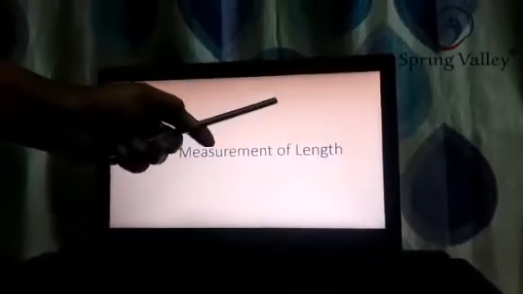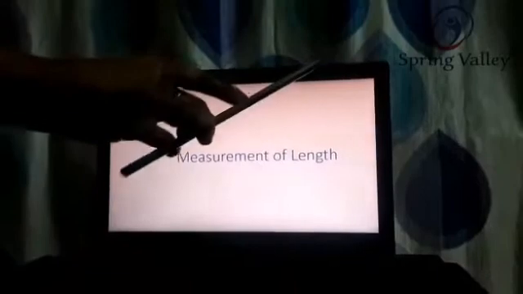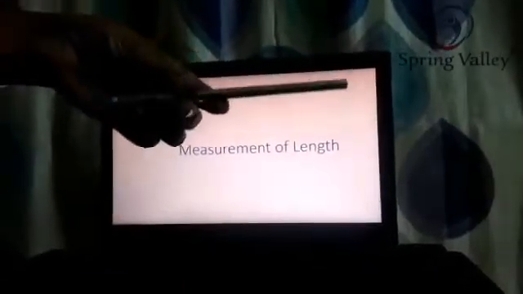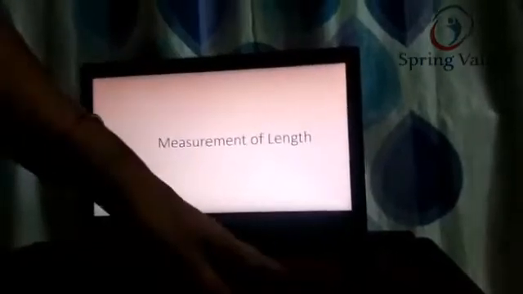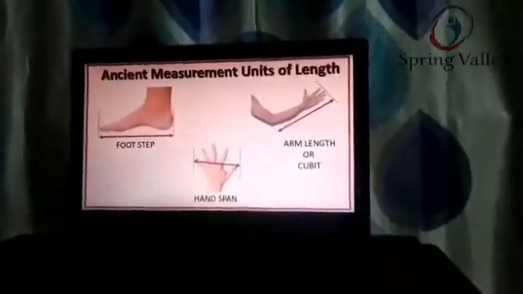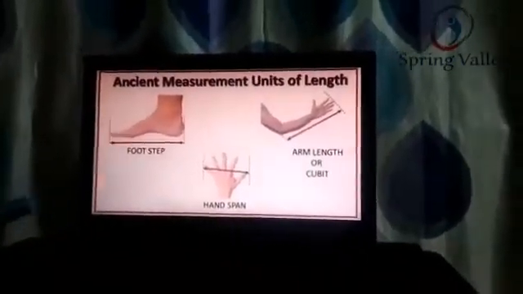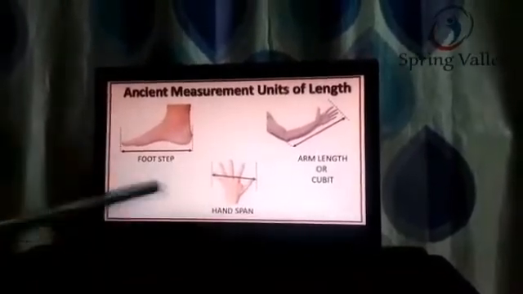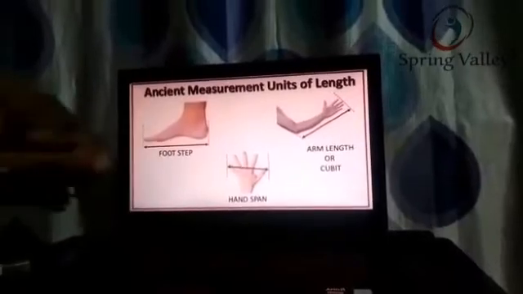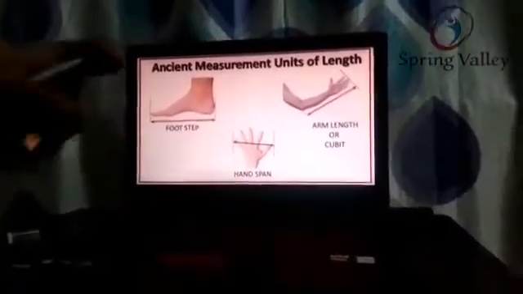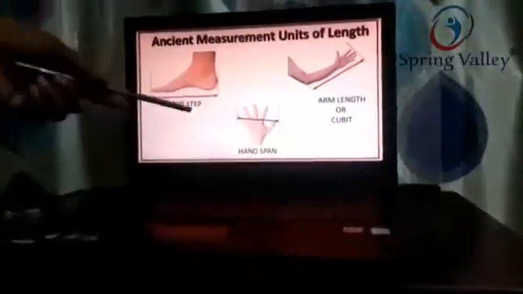What is length, children? How long the object is. Length means how long the object is. See the pencil here. So now, in olden days, how did they used to measure things? With the help of their body parts, they used to measure things.